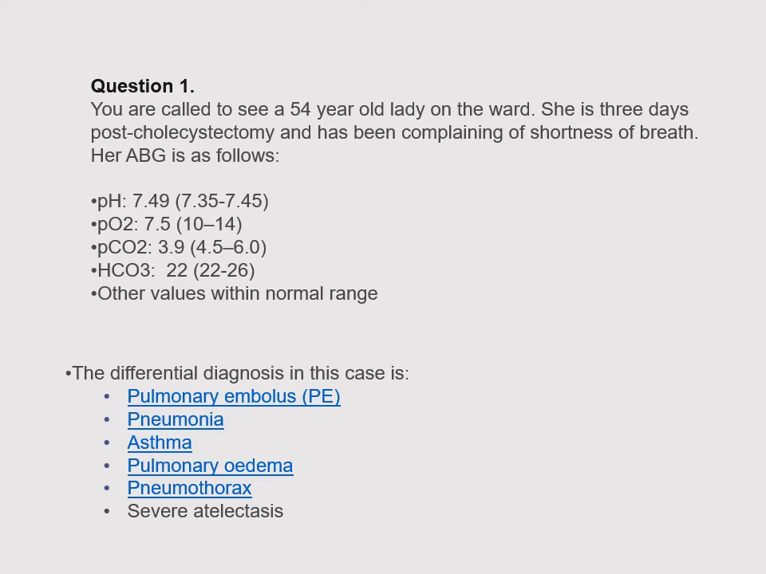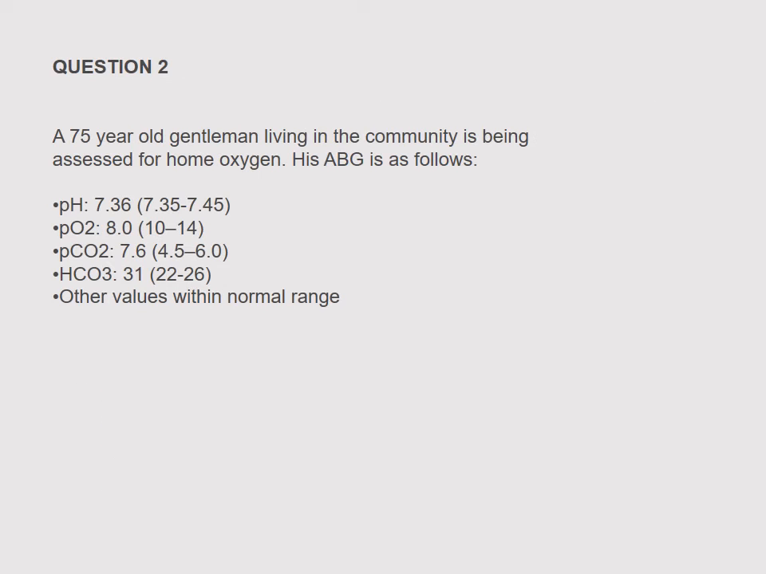Here, one important thing is that this patient has a respiratory alkalosis and the patient has a PO2 of 7.5. So the patient has a respiratory failure, as the PCO2 is below 6, so it is a type 1 respiratory failure. If the patient had a PCO2 more than 6, then we would call it a type 2 respiratory failure. Okay, so bear that in mind as well.